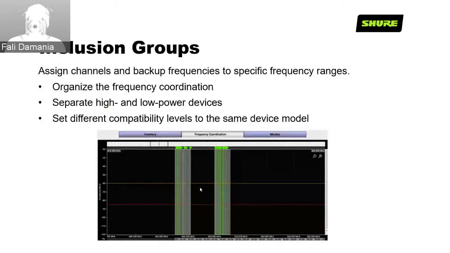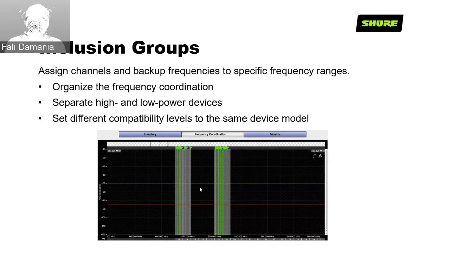Now, inclusion groups basically tell the software, please put frequencies only in this space. Why is that important? Well, for most practical purposes, you always want to have your in-ear monitor and your transmitter frequencies, so that means your wireless mics and your wireless in-ear monitor frequencies, separated. Ideally, when purchasing these products, they should always be in separate bands.